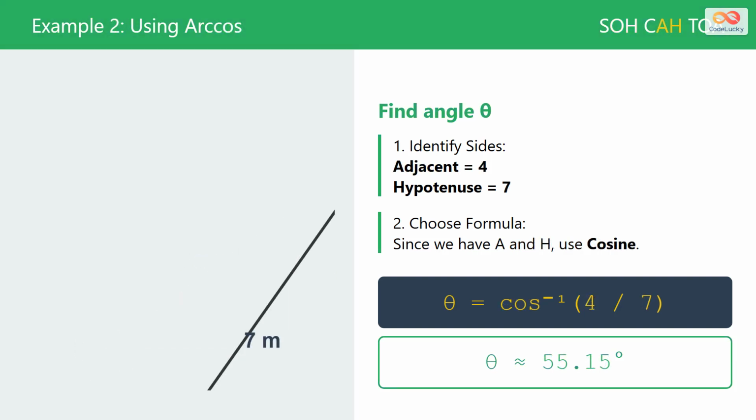In this second example, we have the side adjacent to the angle, which is 4, and the hypotenuse, which is 7. Adjacent and hypotenuse corresponds to cosine. Therefore, we set up our equation as theta equals inverse cosine of 4 divided by 7. Calculating this value gives us 55.15 degrees.